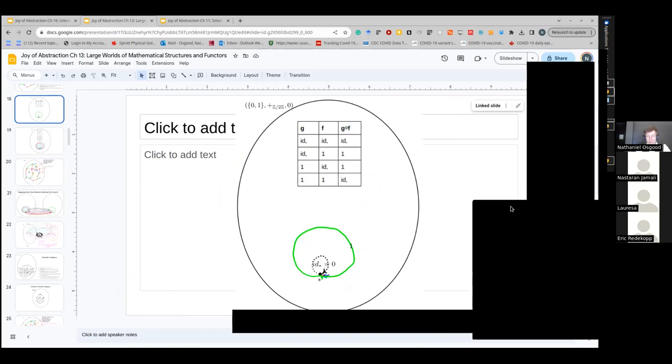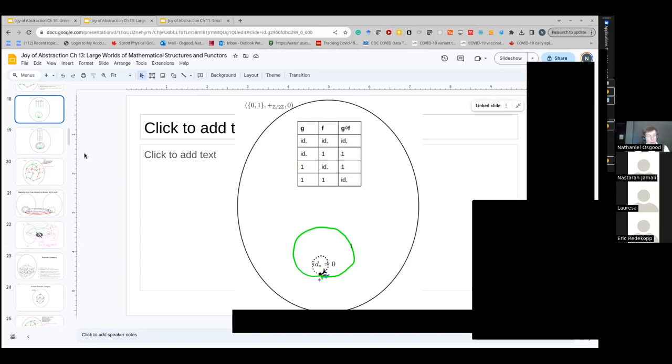Only one, because you have to map the identity to the identity. That's a rule. That's what a functor has to do, right? It has to map identity to identity. That's the basics of structure preservation.